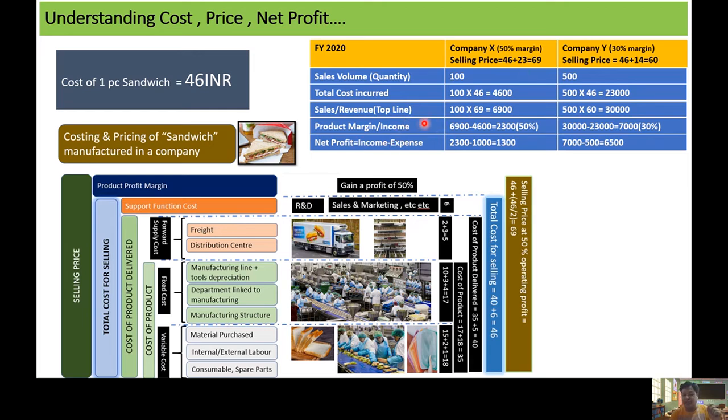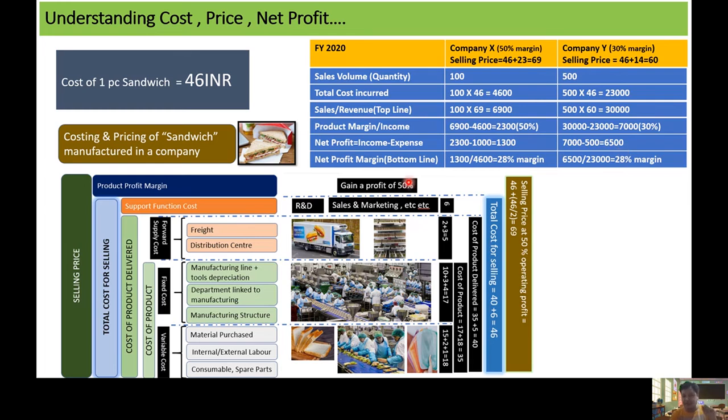Now, if you remove the expenses from the income, for company X, it is 1300 because they're spending a lot of money on traveling. So 2300 minus 1000, which is 1300. And for company Y, who is doing very little traveling for internal meetings and is controlling their expenses, the net profit would be 7,000 minus 500, which is equal to 6,500.